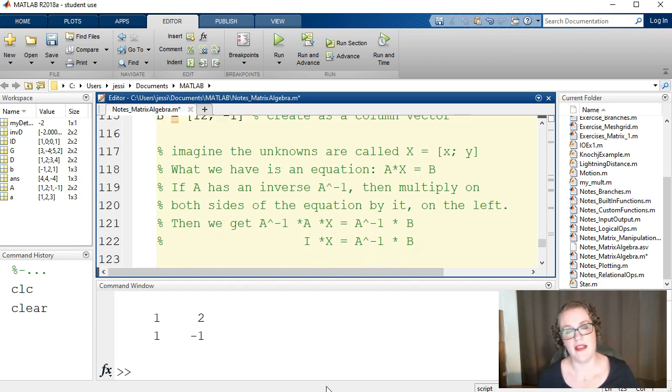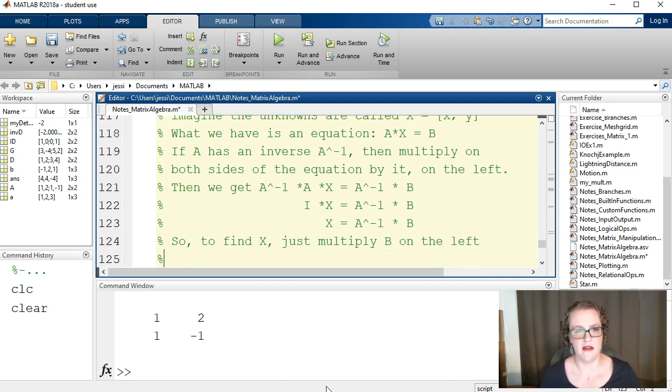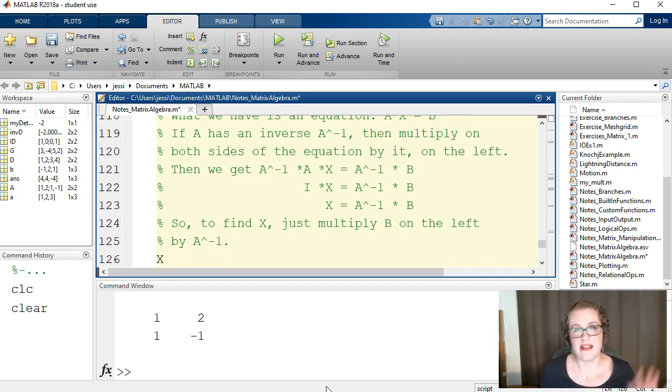And we know what the identity times X is. So notice this is all in comments. I'm just showing you why this works, what we're going to do. This is like the algebra behind it. A to the negative 1 power, that's A inverse times B. So to find X, just multiply B on the left by A inverse. That's what we're going to do. So that's all the behind the scenes, the algebra that makes this work.